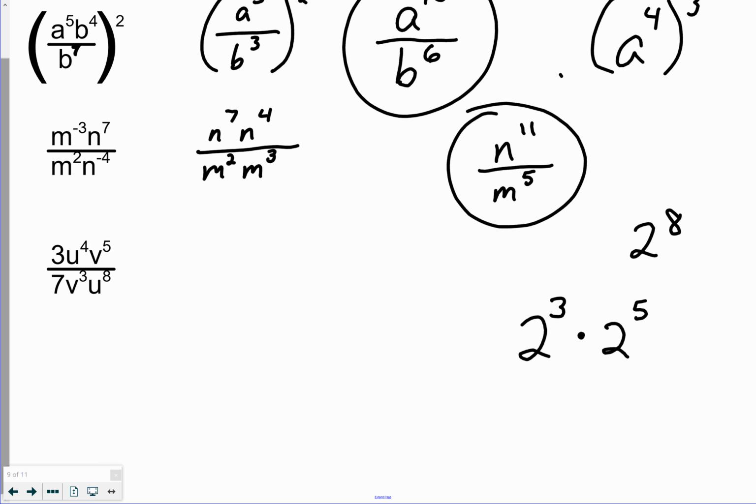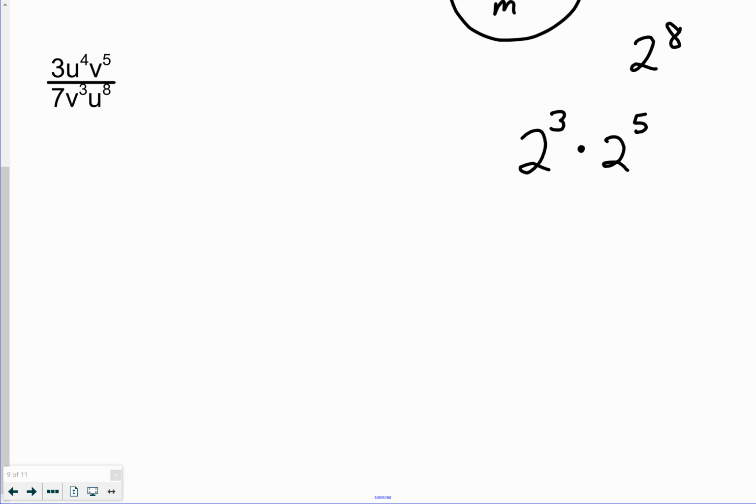All right, let's do the last one. 3 u to the fourth power, v to the fifth power, 7 v cubed u to the eighth power. No negative exponents in this one, so I don't need to move anything up or down. Do you guys see the 3 sevenths? 3 sevenths cannot simplify. What if that would have been 3 over 6? Would I simplify 3 over 6? Yes, so if you can simplify the coefficients, please do. On this one, you weren't able to, so we're still going to have 3 over 7.